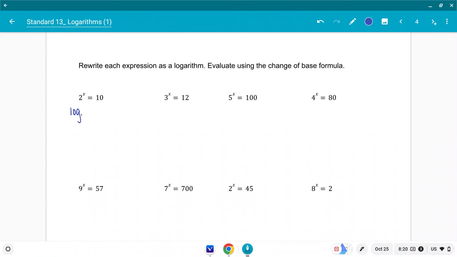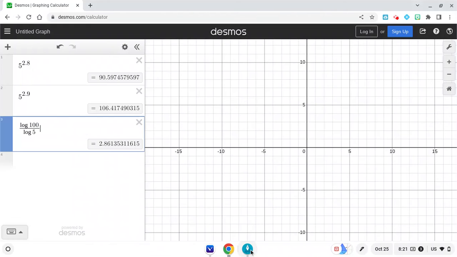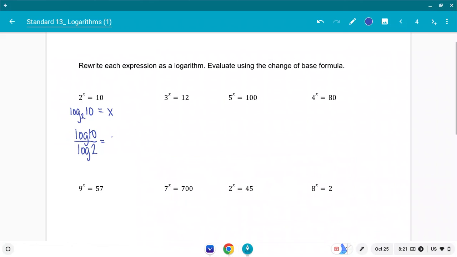Log base 2 of 10 equals x. So we type in log 10 over log 2. And what is that exponent going to be? 3.32. I'm just going to round to 2 spots. That is approximately what that exponent needs to be so that you get a 10. Cool? Let's keep practicing.